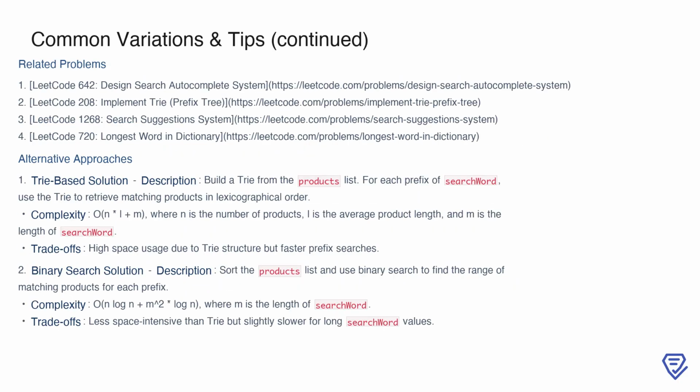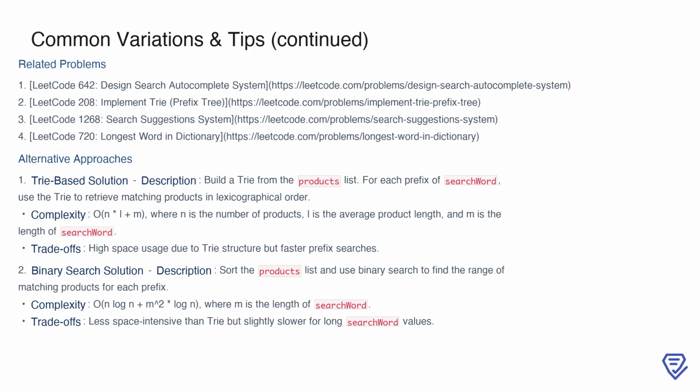This problem is closely related to other string and prefix matching problems on LeetCode. For example, in LeetCode 642, you design a search autocomplete system, which is conceptually similar. LeetCode 208 focuses on implementing a trie, a key data structure for solving problems like this efficiently. Additionally, LeetCode 1268, the current problem, and LeetCode 720, which involves finding the longest word in a dictionary, all share overlapping techniques.